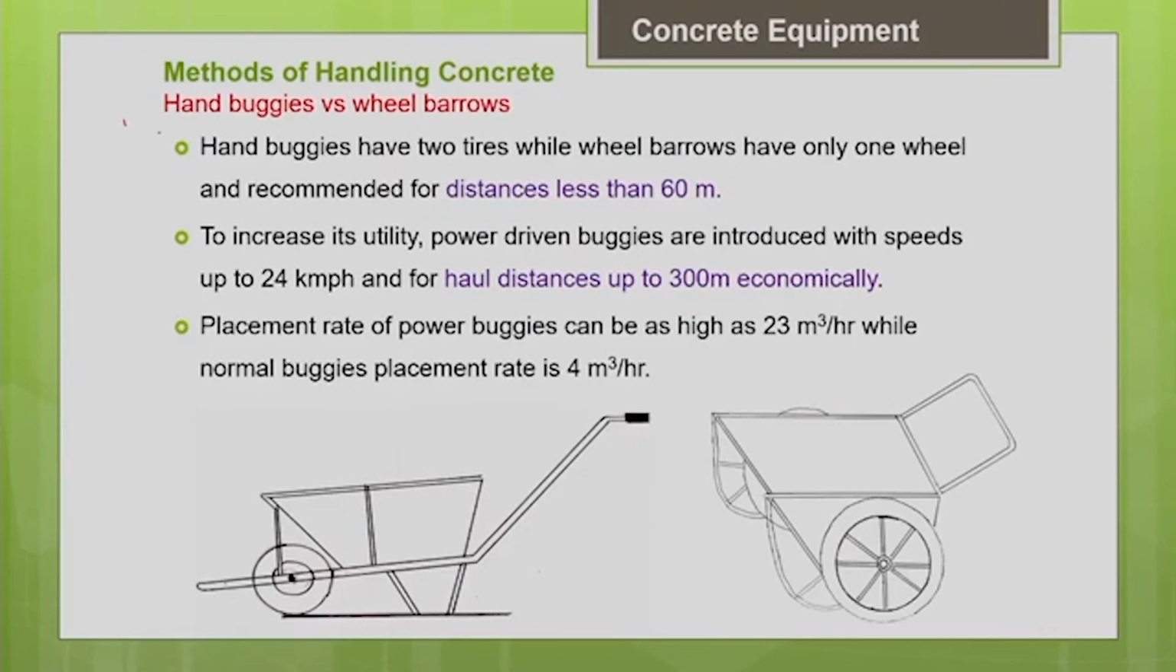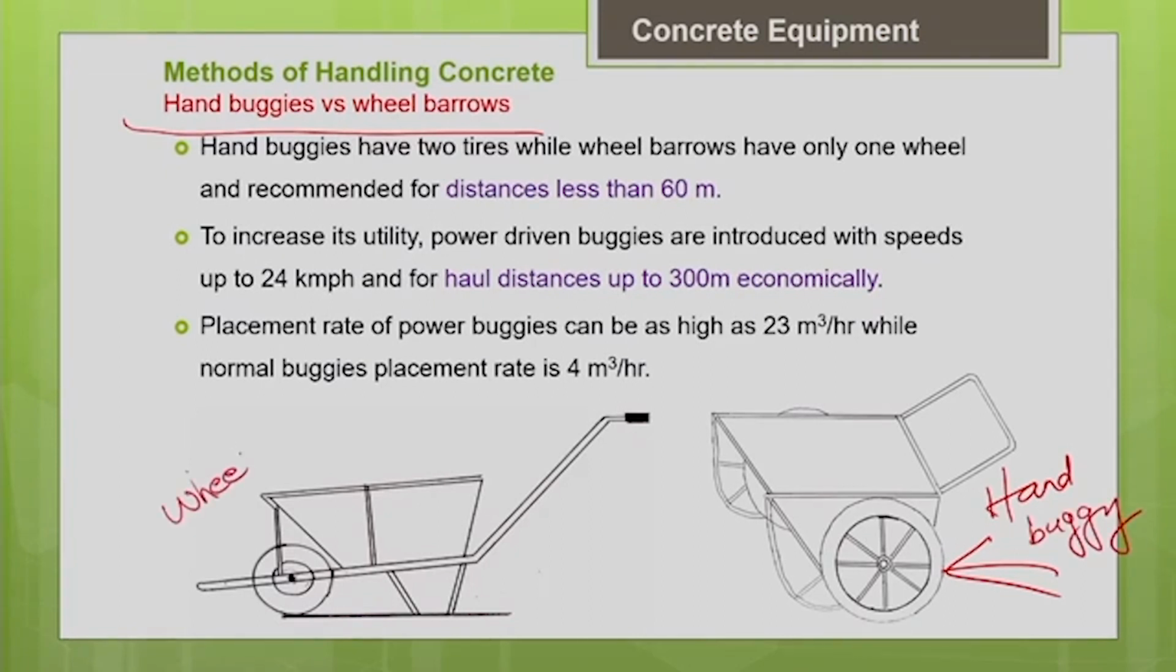The first is the hand buggies and the wheelbarrows. These are the simplest mode of transport of concrete. I cannot say this is the best method, but still we can very commonly see many project sites using hand buggies and wheelbarrows for transporting the concrete. What is the basic difference between the hand buggy and a wheelbarrow? A hand buggy has 2 tires. This is your hand buggy, and this is your wheelbarrow with a single tire or single wheel.